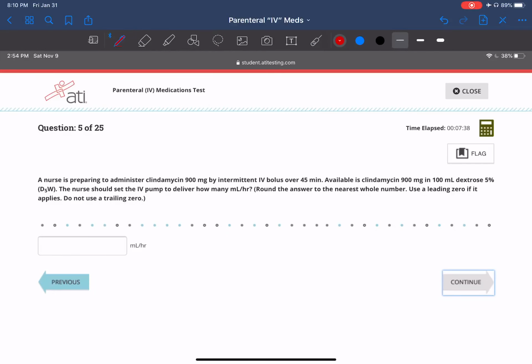All right, I think we're going to start getting into some of the harder ones. I'm hoping so. So let's see what we got here. A nurse is preparing to administer clindamycin 900 milligrams. Circle that. By IV bolus over 45 minutes. Available is clindamycin 900 milligrams in 100 ml. The nurse should set the IV pump to deliver how many mLs per hour. So again, we want ml per hour. We're looking for that first part of the fraction, which is ml, and it looks like we got it right here. So you have 100 ml.